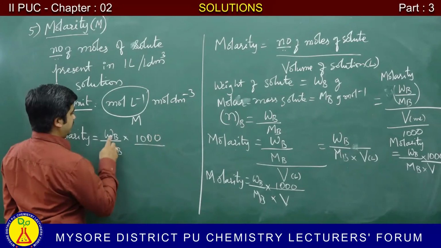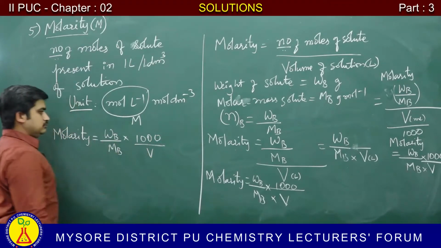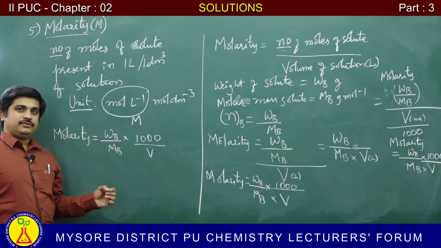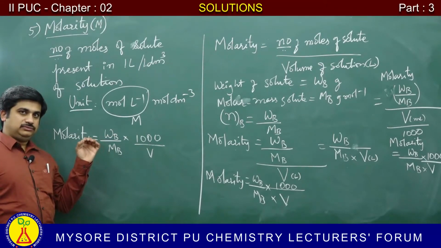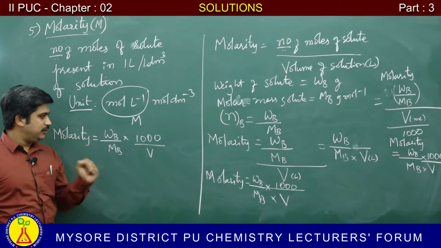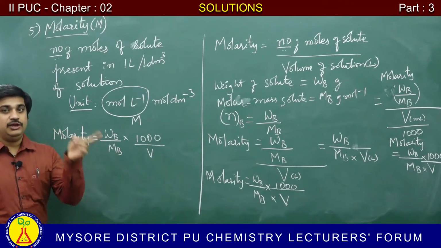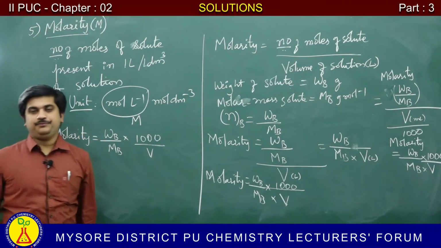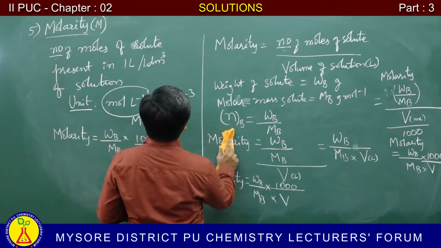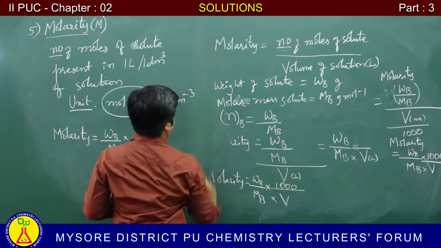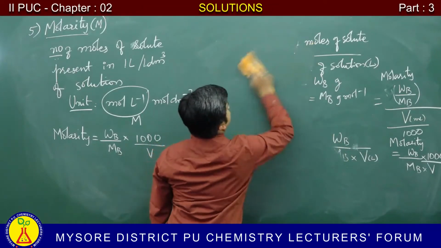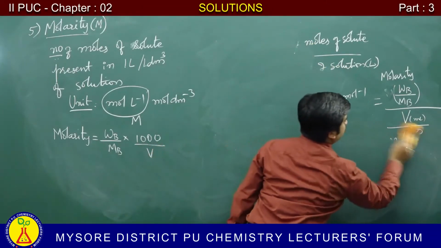So WB refers to weight of solute in grams, MB refers to molar mass of solute, then V is volume of the solution in ml. So having known so much, we can take up problems on molarity. Let us solve certain problems.